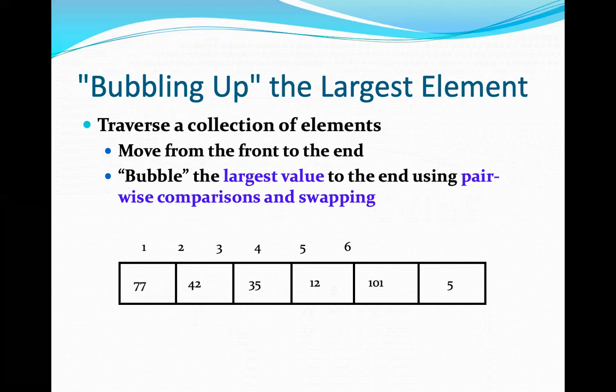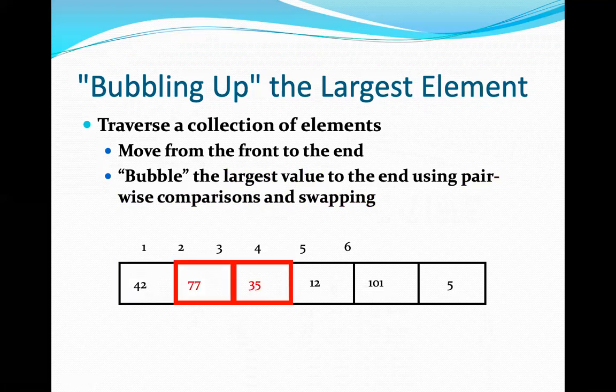Here I'm showing you one example. The list has 6 elements. The first two elements will be compared, 77 and 42. This is the ith element and this is the i plus 1 element, the first and second elements. If the ith element is greater than the i plus 1 element, then we swap them. Swapping means it will interchange the elements, so the position will be changed. Here 42 comes first and 77 is here; the position has been changed.